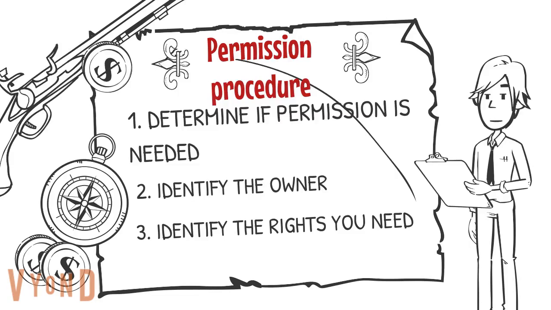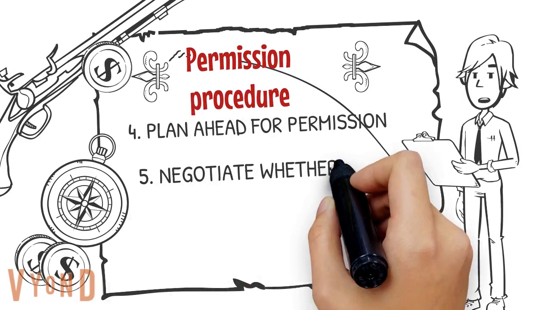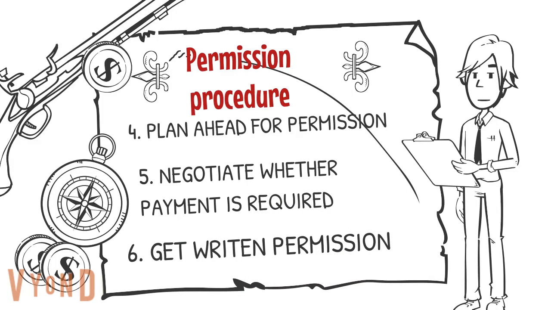Step 3. Identify the rights you need. Each copyright owner controls a bundle of rights related to the work, including the right to reproduce, distribute, and modify the work. Step 4. Plan ahead for permission. Expect getting permission to take anywhere from 1 to 3 months. Permission should be obtained before you complete your work.